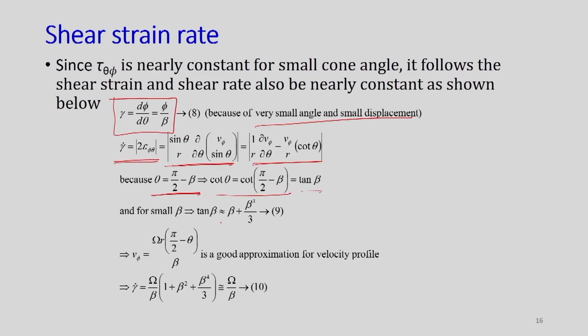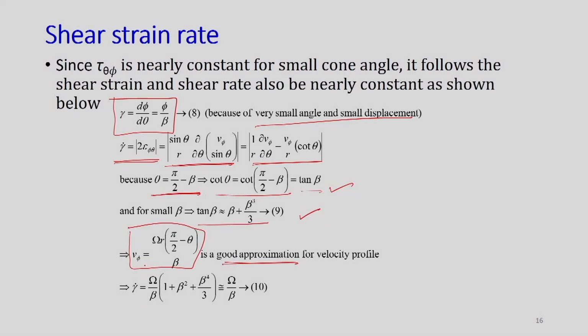So, for small beta, tan beta can be approximated as beta plus beta cube by 3 and so on. So, these higher power terms can be removed. Under these constraints, the velocity profile would be omega r times pi by 2 minus theta by beta, which is a very good approximation. We can derive and prove this also, but it is not necessary as of now.